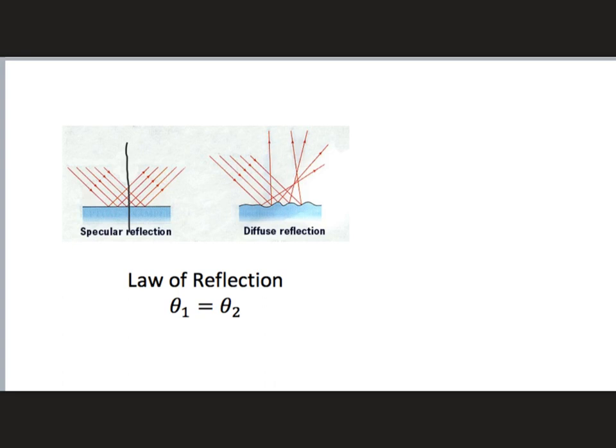Now, on the other part of the picture, you can see that the beam of light is coming in, all the rays are nice and parallel, but they strike, and they go off at all kinds of different angles. And so you might look at that and say, oh, well, the law of reflection doesn't seem to be a very good law because it's not working there.